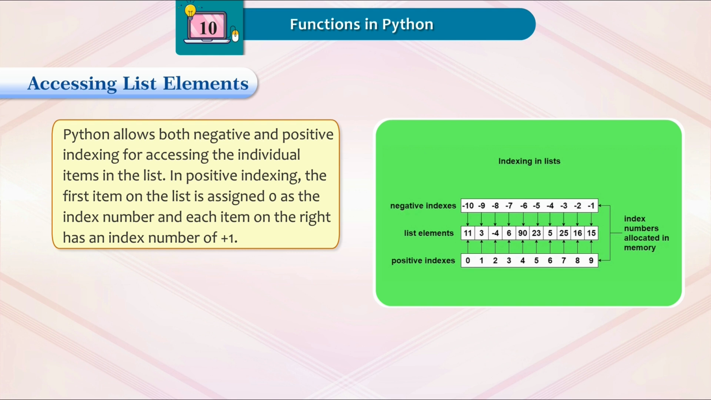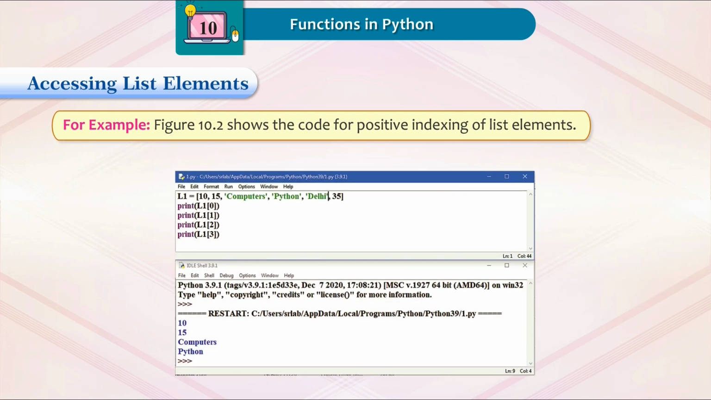In positive indexing, the first item on the list is assigned 0 as the index number, and each item on the right has an index number of +1. For example, figure 10.2 shows the code for positive indexing of list elements.